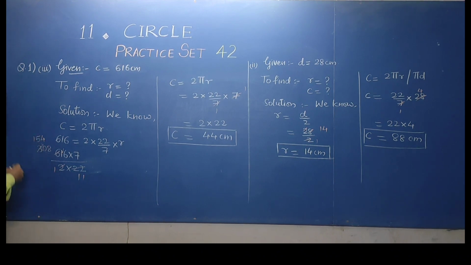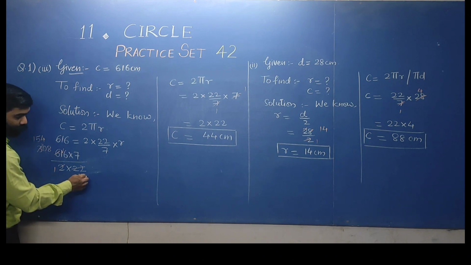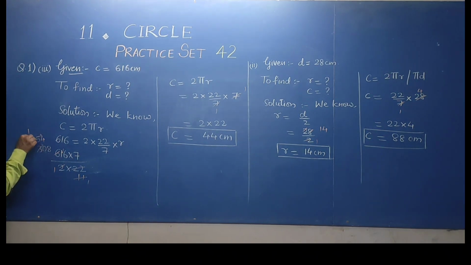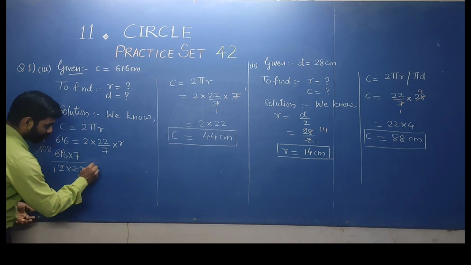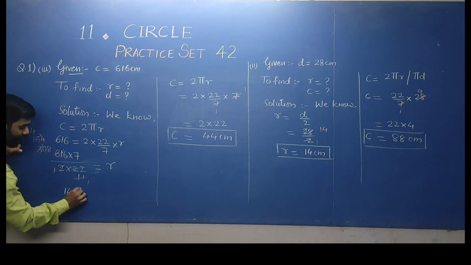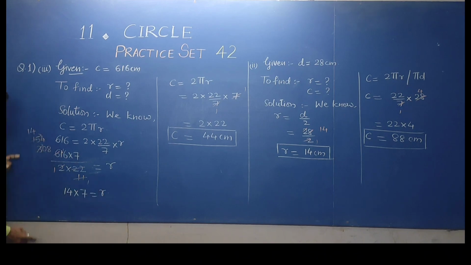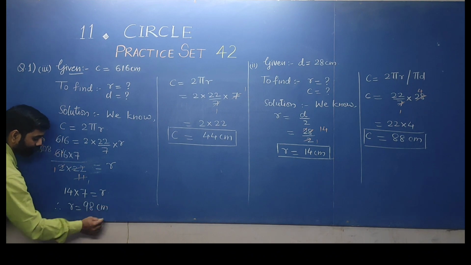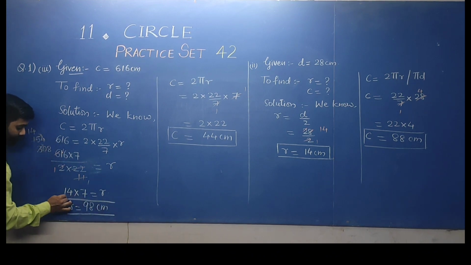Okay, 11 and 54. Now again I am taking the table of 11, students. So what will we get? 11 ones are 11. 15 minus 11 is 4. 4 and 4, 44. 11 fours are 44. So we are going to get, here R is there, 14 multiplied by 7 is equal to R. So 14 sevens are 98. Therefore radius is equal to 98 centimeter. This is our radius, students.